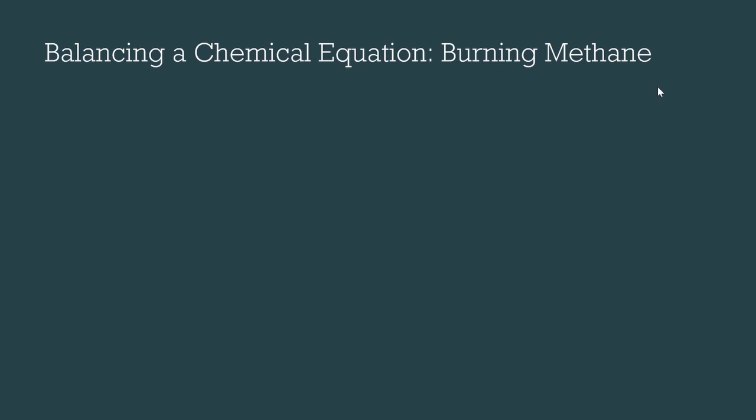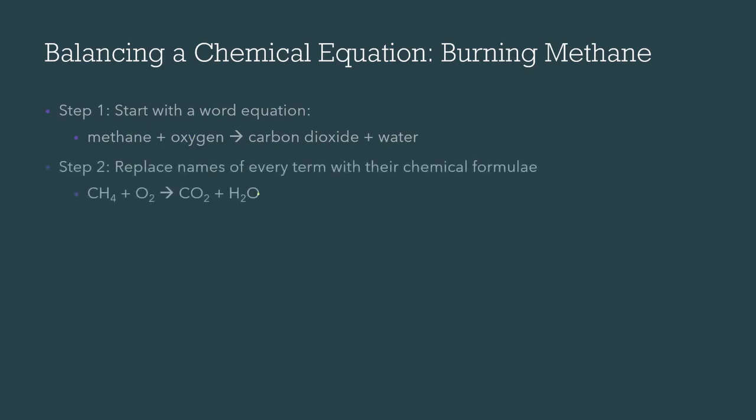Make it a habit when you're writing a chemical equation to always start with a word equation. This would serve as a foundation from which you would build your chemical equation. When we burn methane, methane reacts with oxygen to form carbon dioxide and water. Next, we're going to replace the names of every term with their respective chemical formula. So methane would be CH4, oxygen would be O2, carbon dioxide would be CO2, and water would be H2O.